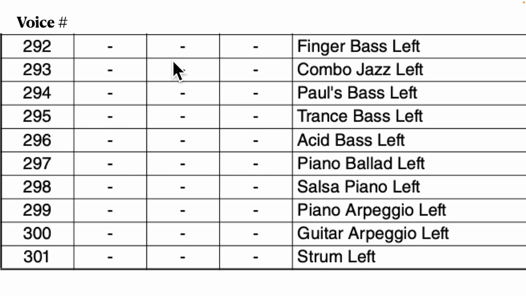This is a list of those 10 voices, starting at 292 and going all the way up to 301. And you can tell at a quick glance there's something unusual because the word left is applied in all of them. What is going to happen is the voice is going to be played by your left hand, not your right hand. And I'll explain further. And notice that most of these are bass guitars or pianos or a strumming guitar. Okay?